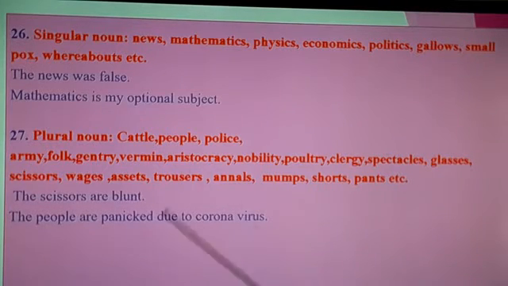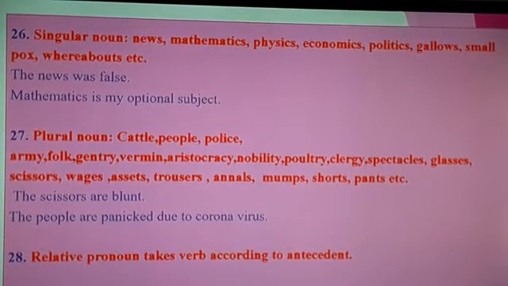The scissors are blunt. I think you understand scissors. The scissors, they are plural. That's why I take "are", a plural verb. The people are panicked due to coronavirus. We know this is a very common topic right now. The people, that is plural. You have to take a plural verb. All right. Let's proceed.